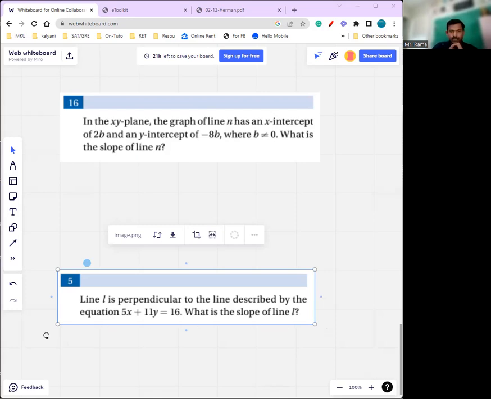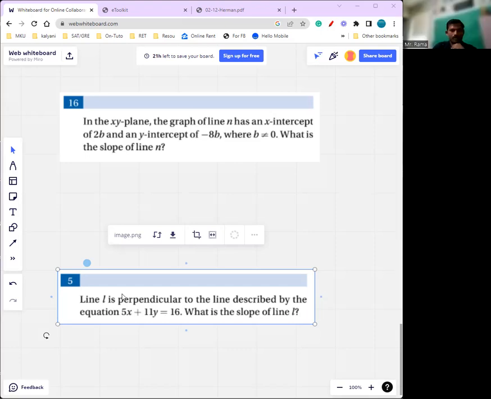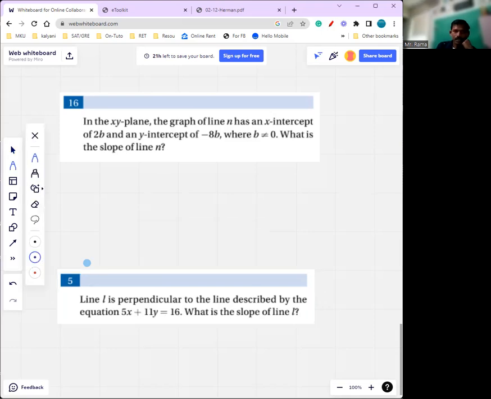All right, so the next one. Okay, so this question right here. So they gave you the x-intercept, right? X-intercept is 2b. X-intercept means y is zero, so that means the point 2b and zero. Y-intercept means x is zero, so this is zero and negative 8b. You got the points already. All we have to do is find the slope.